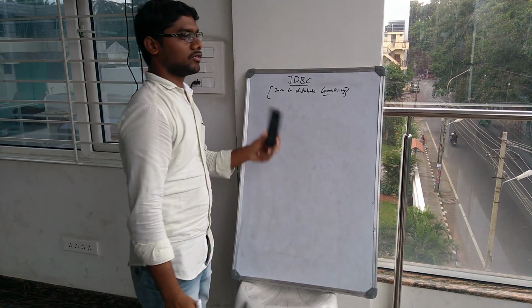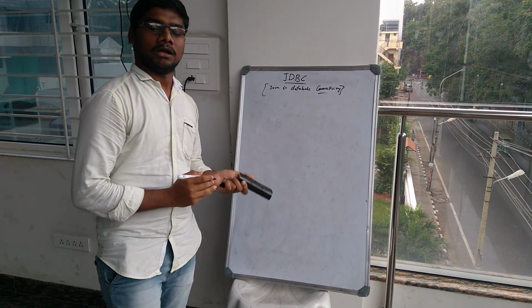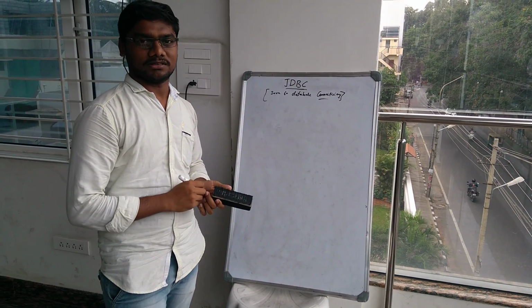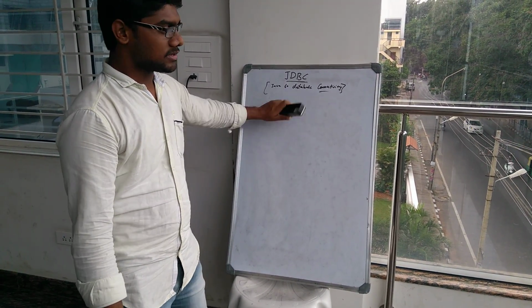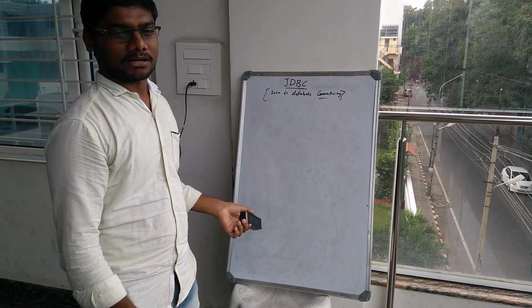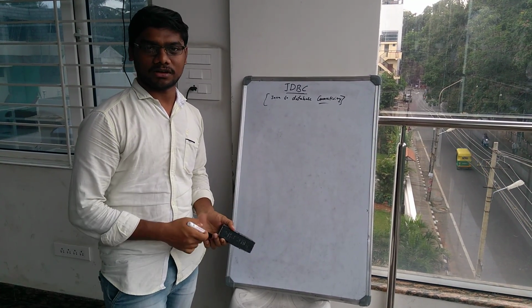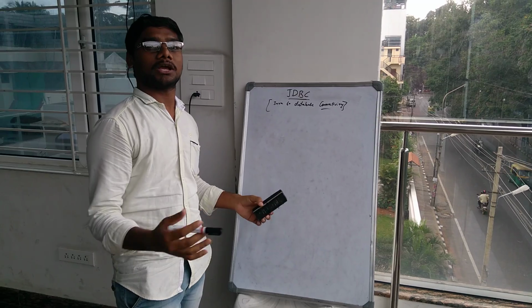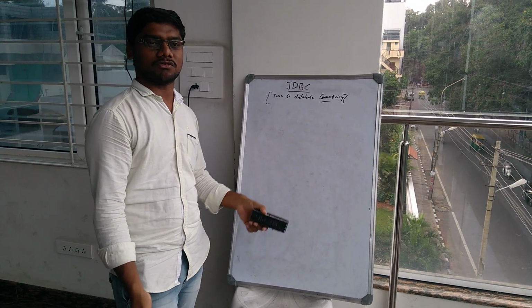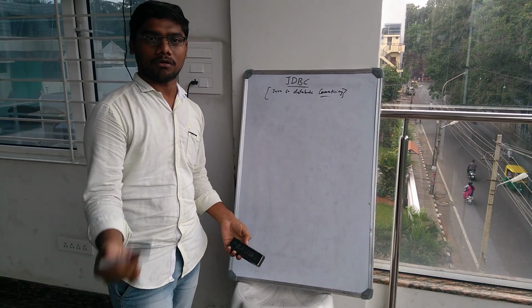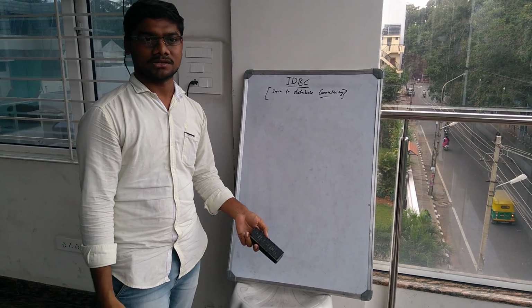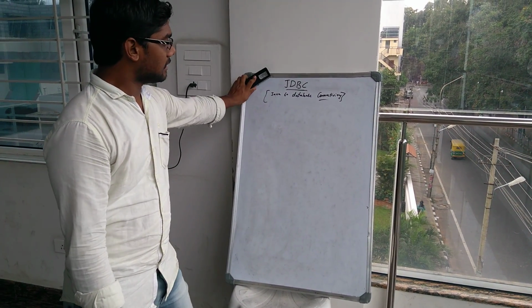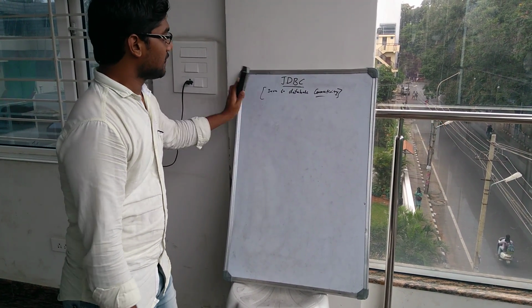Before talking about JDBC, let's cover some prerequisites. That is, what is a server? A server is nothing but a computer with a high-end configuration. We can say that a server is a big computer which has high-end configurations of more RAM, more ROM, and more functionalities.